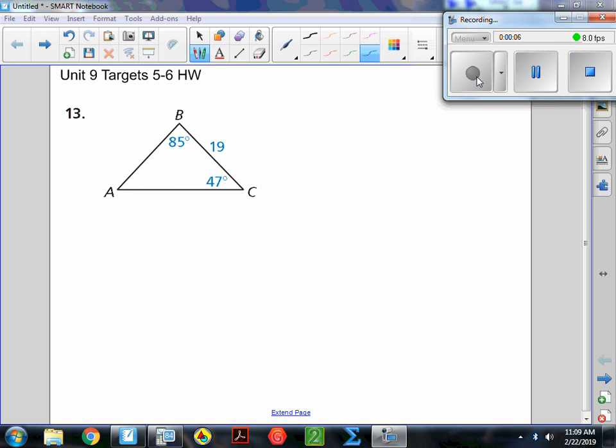Okay, this is the Unit 9 Target 5 and 6 homework. Number 13, we're solving the triangle. To solve a triangle, you need to find all three angle measures and all three side measures.